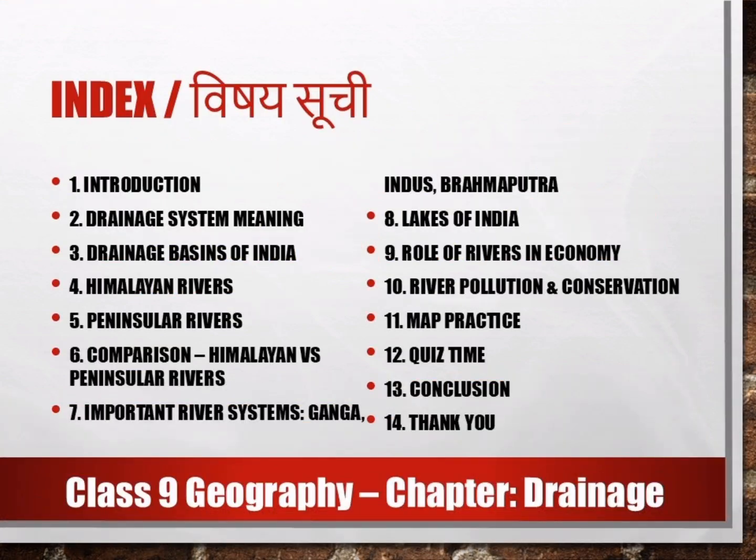It is organized into clear topics so that it is easy to follow. We will start with the introduction to drainage to understand important terms like the drainage basin and the water divide. Then we will look at India's two major river systems, the Himalayan and the Peninsular rivers. We will study key river systems like the Ganga and Brahmaputra, and learn about lakes in India. Finally, we will see how rivers impact the economy, the challenge of river pollution and the conservation measures being taken. And at the end, we will have a short quiz and summary.